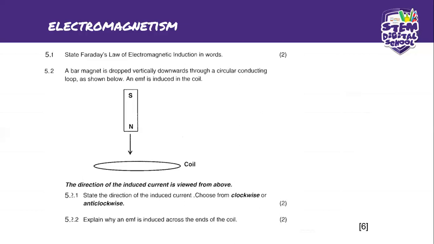So 5.2.1 says, state the direction of the induced current. Choose from clockwise or anti-clockwise. Okay. Number 5.2.2 says, explain why an EMF is induced across the ends of a coil.